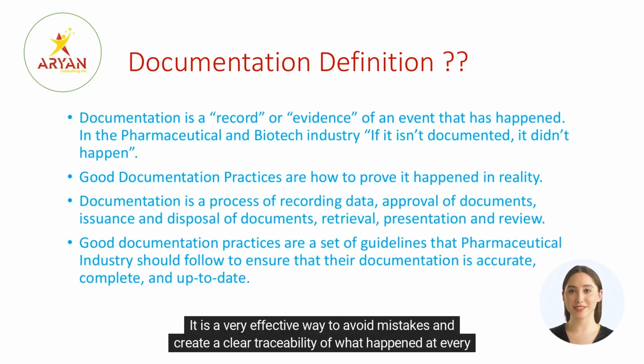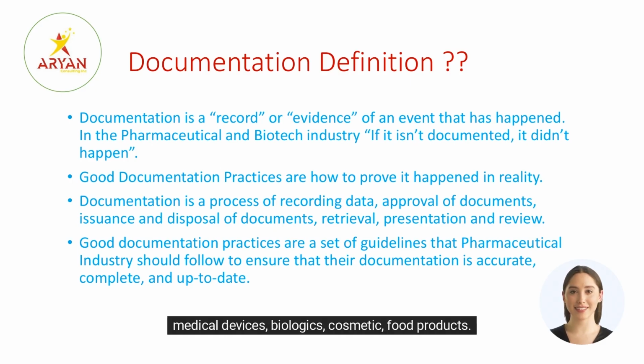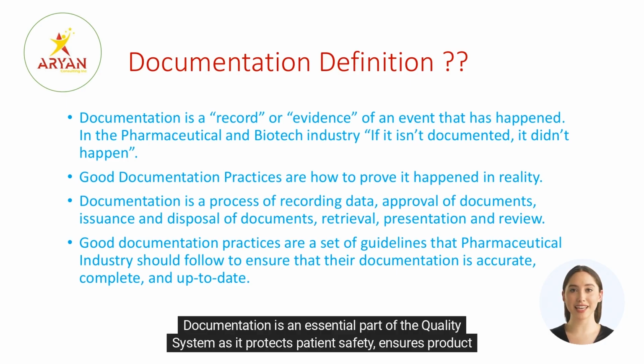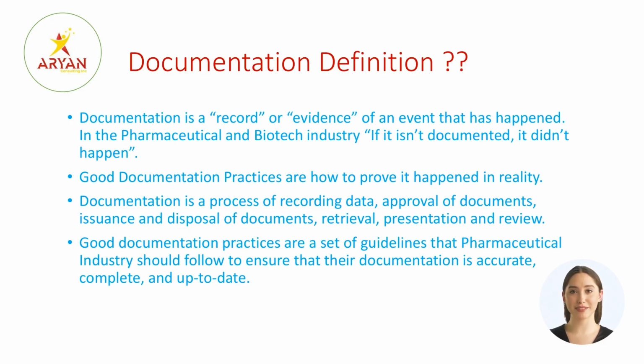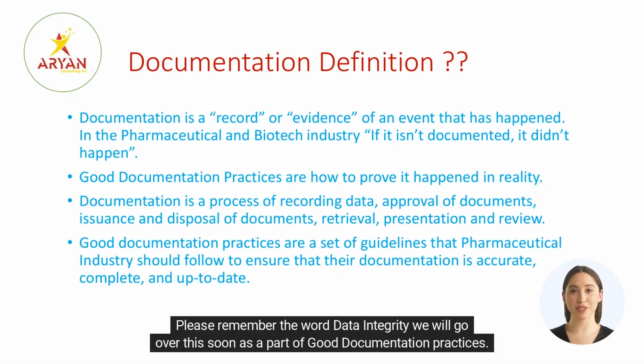It is a very effective way to avoid mistakes and create a clear traceability of what happened at every step. GDP is applicable for all industries, not just those that manufacture regulated products such as drugs, medical devices, biologics, cosmetics, and food products. Documentation is an essential part of the quality system as it protects patient safety, ensures product quality, and provides evidence of data integrity. Please remember the word data integrity. We will go over this soon as a part of good documentation practices.